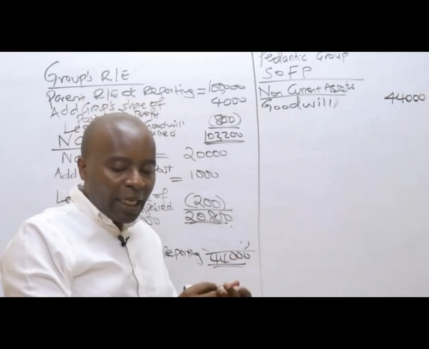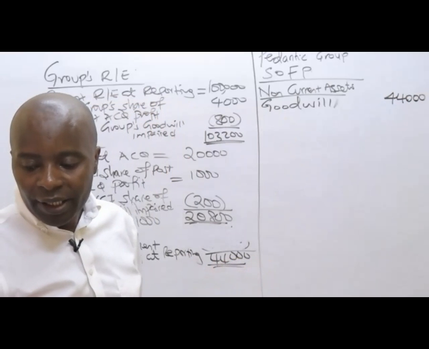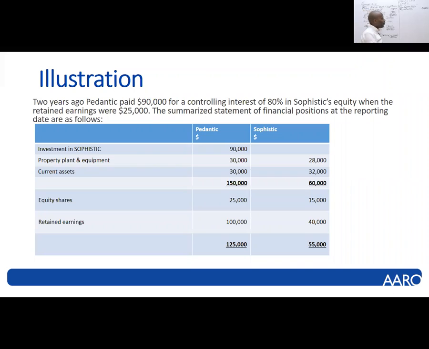From there, ladies and gentlemen, the other non-current asset that we have is property, plant, and equipment. So we have here property, plant, and equipment. So remember, we are consolidating. Consolidation is all about putting figures together. So property, plant, and equipment of Pedantic is 30,000. So this is 30,000 plus we have the one of Sophistic, PPE of Sophistic, plus 28,000.